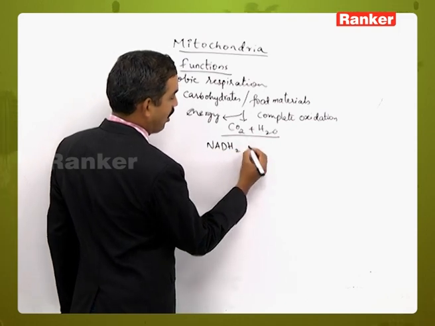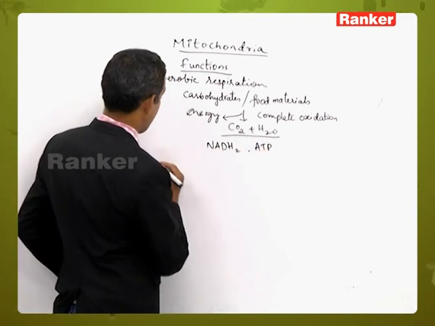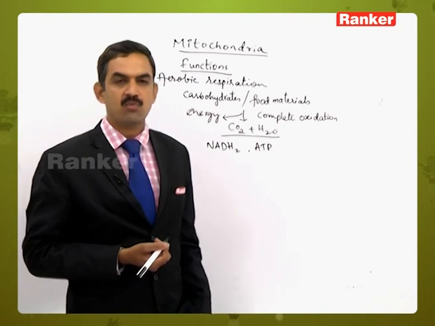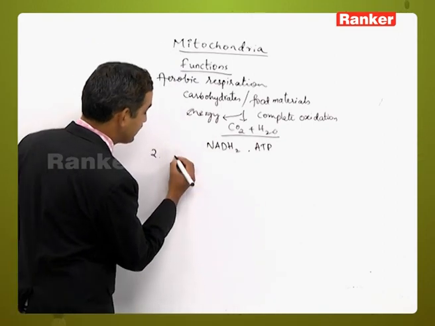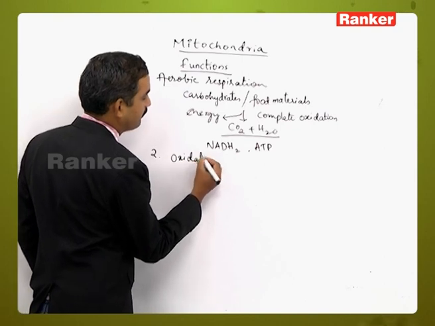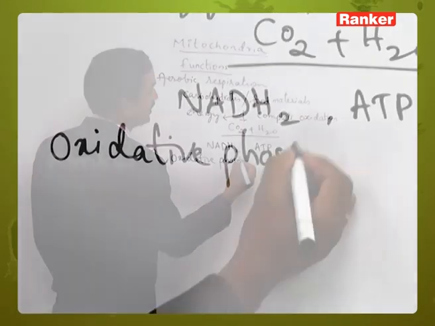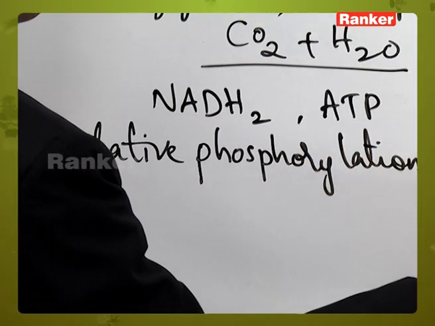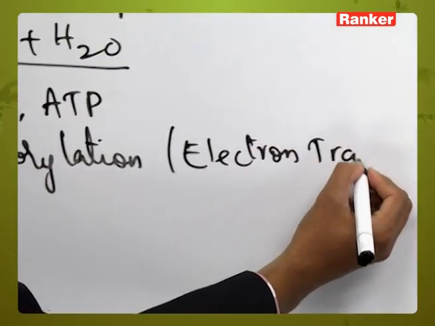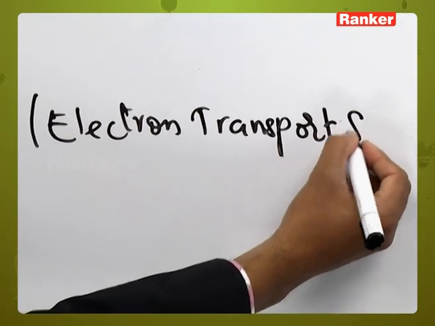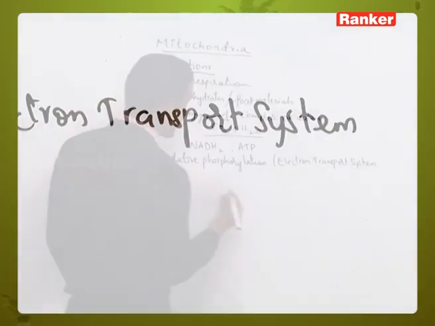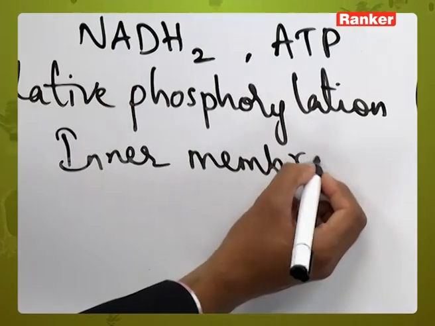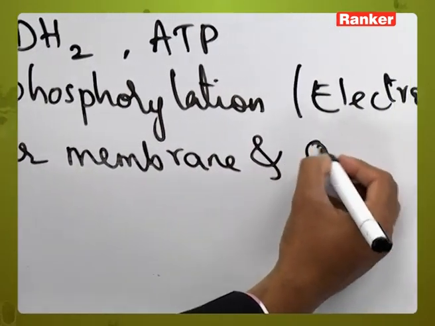The energy which is formed is NADH2, or sometimes directly ATP is formed. Whatever NADH2 is formed is a complex form of energy that has to be converted into ATP. So, in this process oxidative phosphorylation will take place, by a process called the electron transport system. This entire process will take place in the inner mitochondrial membrane and oxysomes.